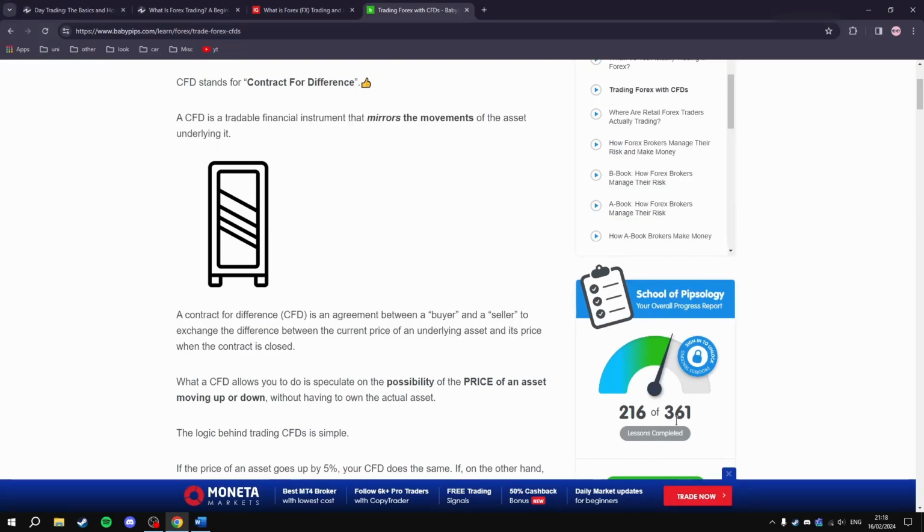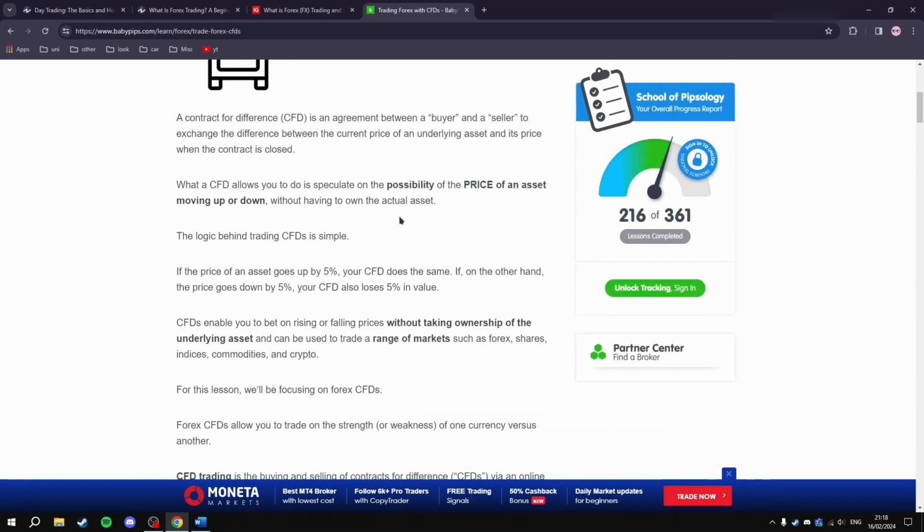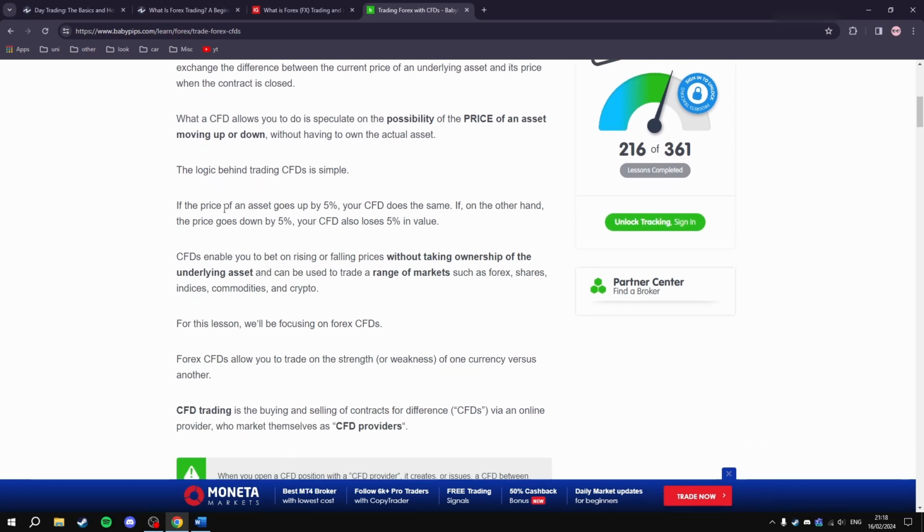What a CFD allows you to do is speculate on the possibility of the price of an asset moving up or down, without having to own the actual asset. The logic behind trading CFDs is simple. If the price of an asset goes up by 5%, your CFD does the same. If on the other hand the price goes down by 5%, your CFD also loses 5% in value. CFDs enable you to bet on rising or falling prices without taking ownership of the underlying asset, and can be used to trade a range of markets such as Forex, shares, indices, commodities and crypto.